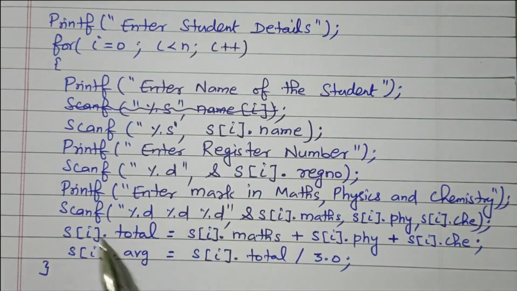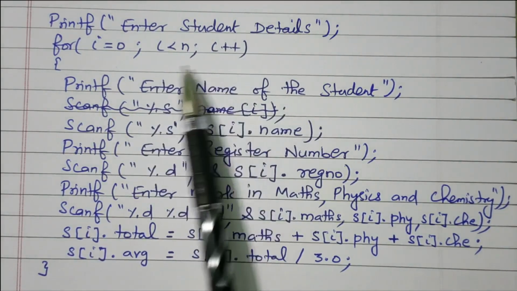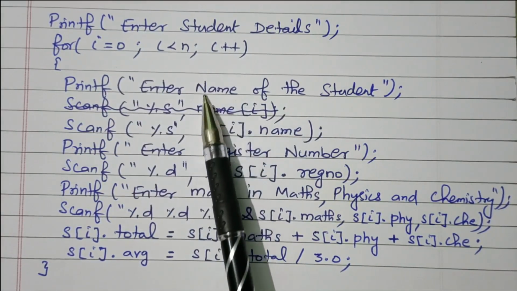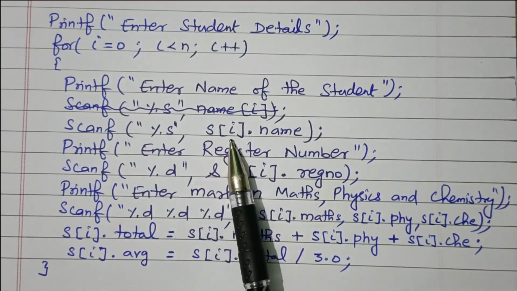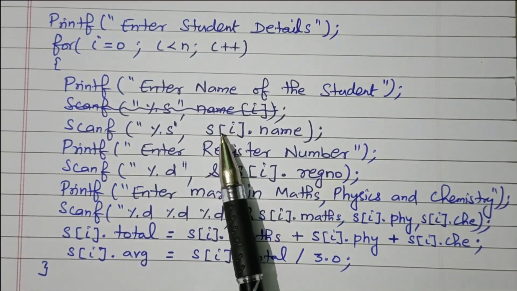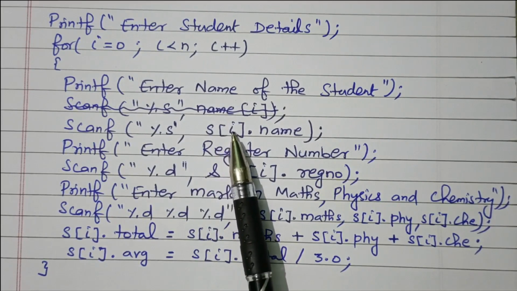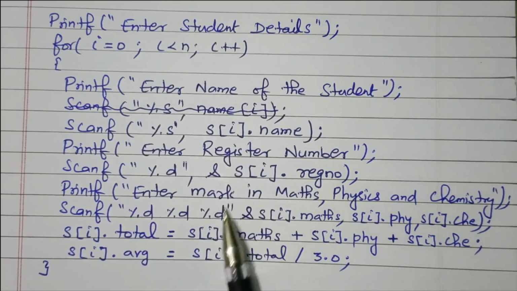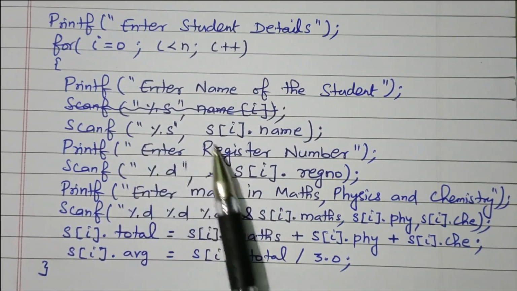After completing this, the i will be incremented. i is 0, i plus plus means it becomes 1. Right. Now again the same process is repeated. At that time i will be 1, s of 1. 1 means the second student's detail. It will get the second student's name, register number and marks. Then it will calculate total and average. Then it will go to the third student, fourth, fifth, like that 5 students.